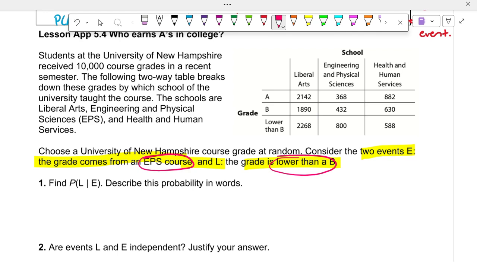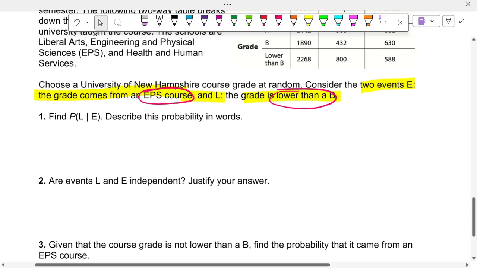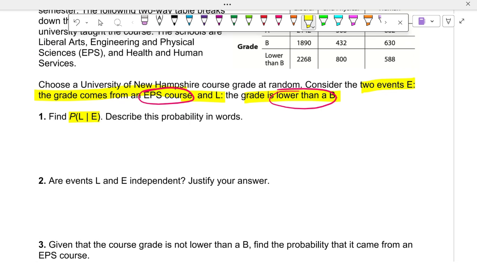So I want you guys to take a minute and answer number 1. I want you to find the probability of L happening given E, where L is a grade lower than a B, given E, which is your engineering and physical sciences course. So remember, the tables are not totaled. Make sure you total those tables. Just do number 1.